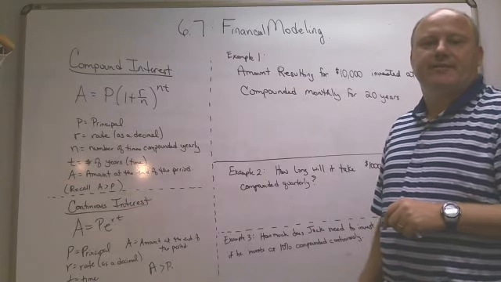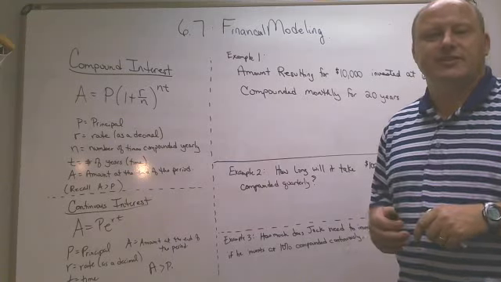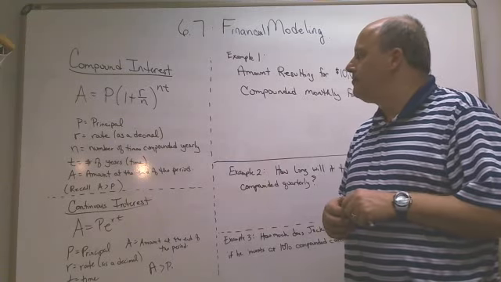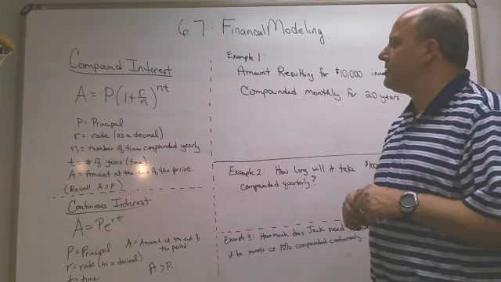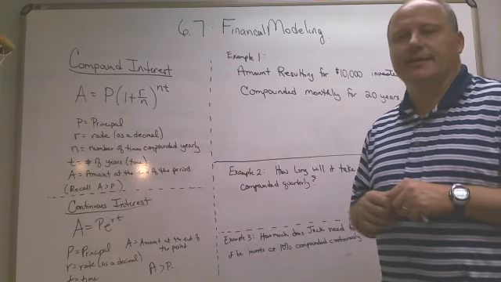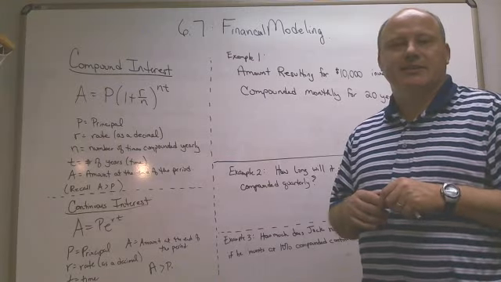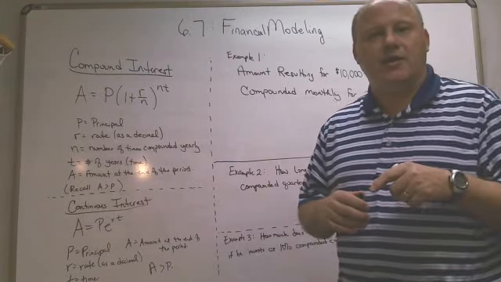Hi, this is 6.7 financial modeling, and basically one of the easier sections of this chapter, because it just requires a couple of formulas. The first one is compound interest, and it's A equals P times 1 plus R over N raised to the NT power. And basically, compound interest, as we discussed in class, is about interest gained on interest.